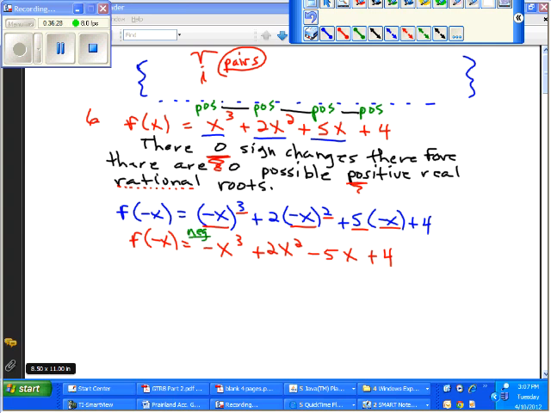signs. The sign of the first one is negative. The sign of the second one is positive. The sign of the third one is negative. The sign of the fourth one is positive. When we look at sign changes, there's 1, 2, 3 sign changes.